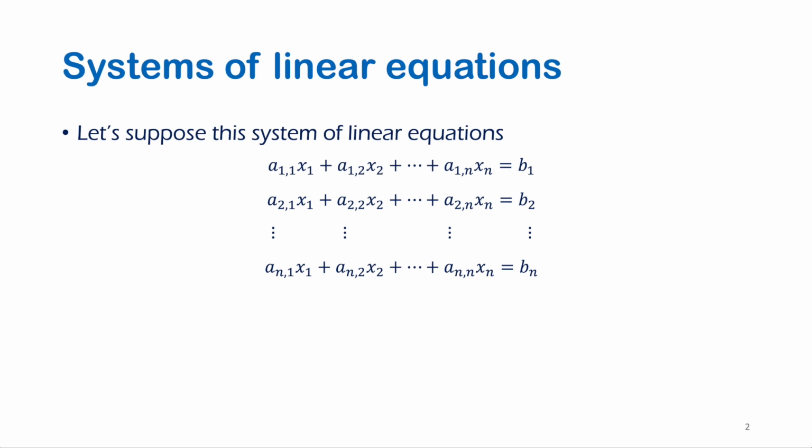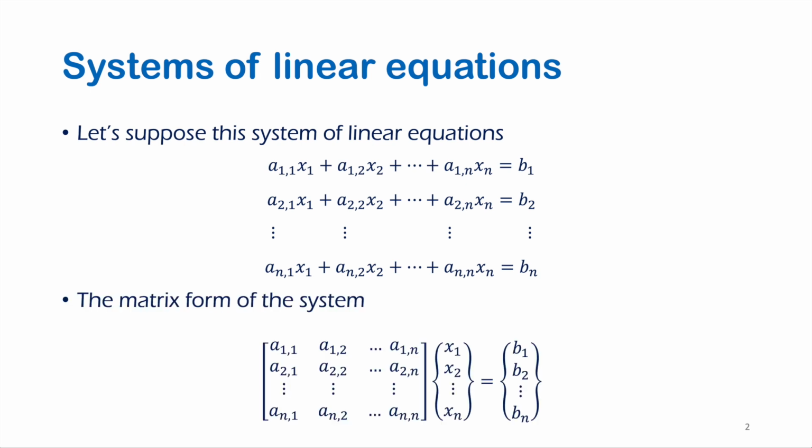The system can be expressed by using the matrix form, which will give us a matrix vector equation of three components. On the left side, the coefficients matrix multiplied by the vector of unknown variables, and on the right side, the vector of the constant terms.